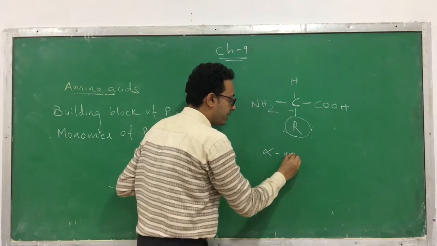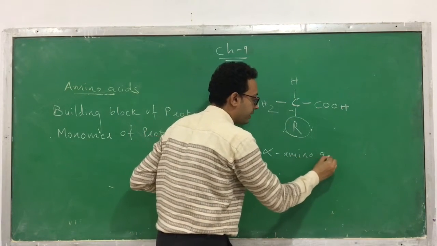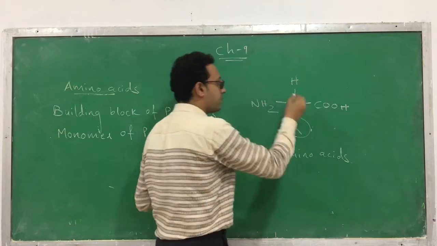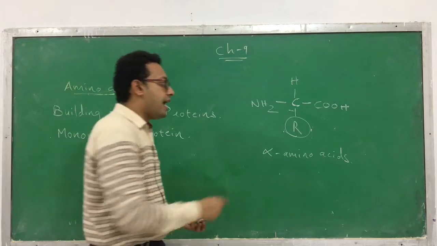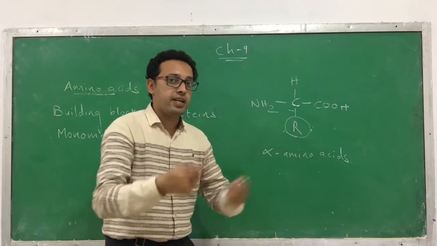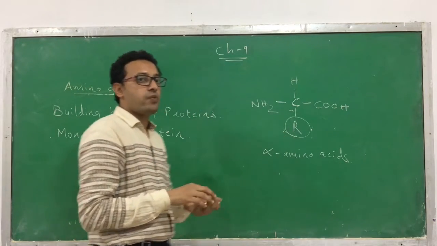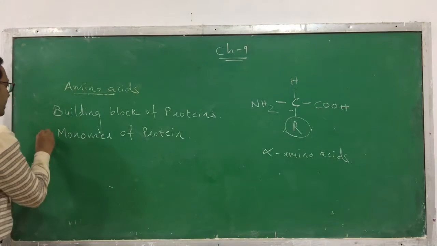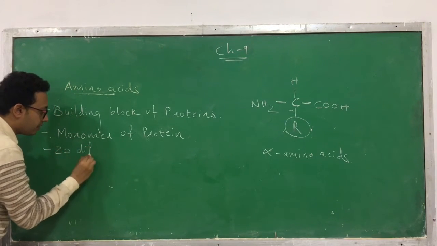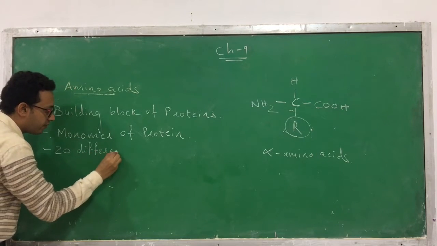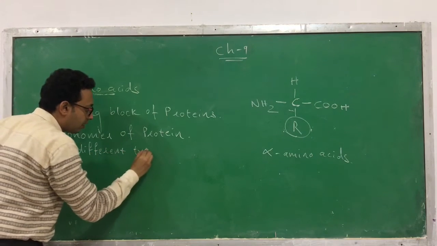Hence it can also be called an alpha amino acid. Clear? The R group varies, and based on these variations in the R group, we have 20 different types of amino acids.